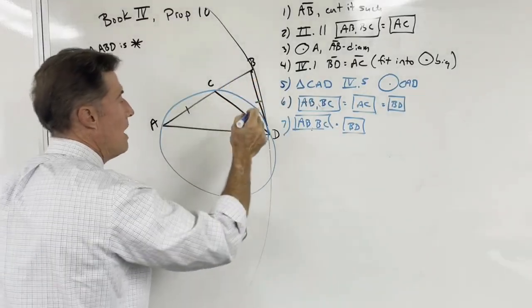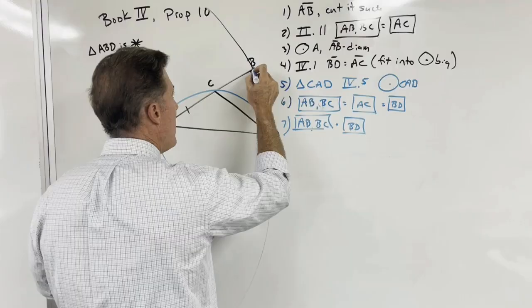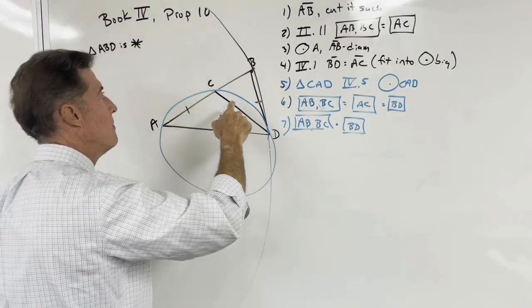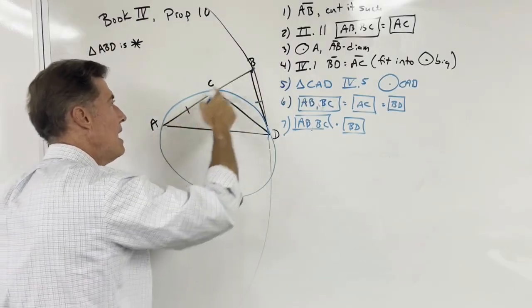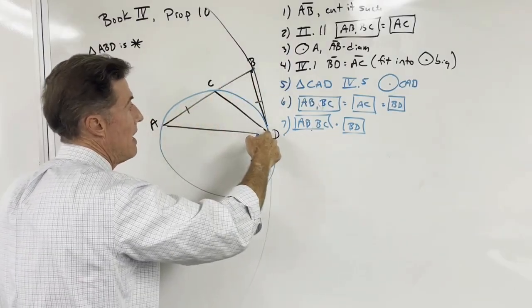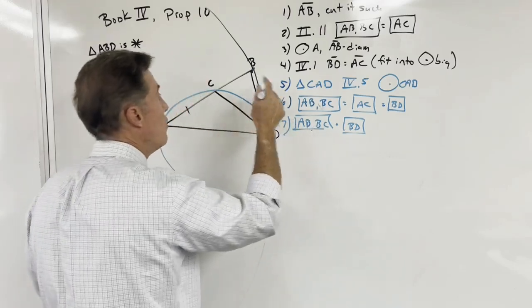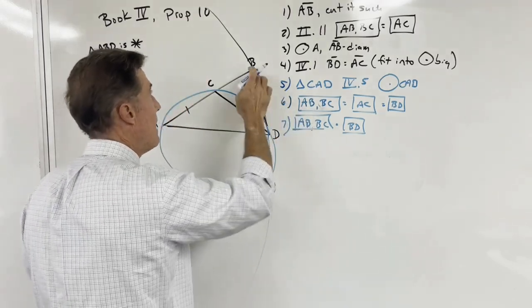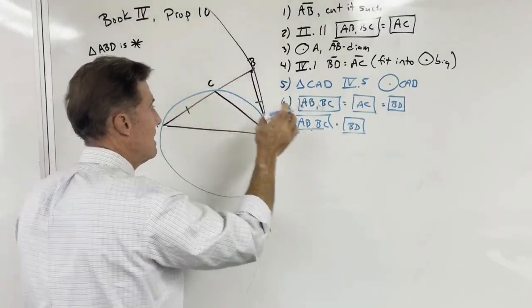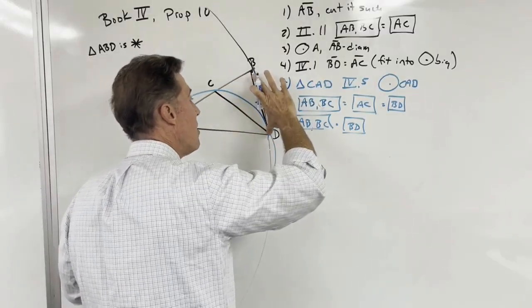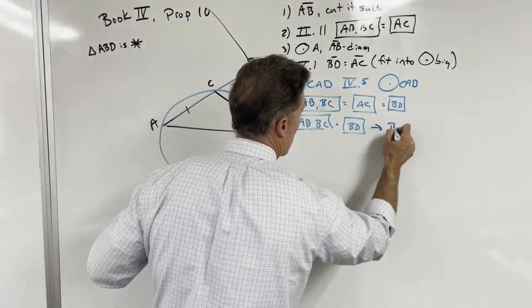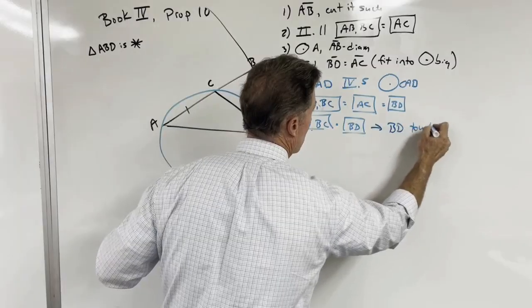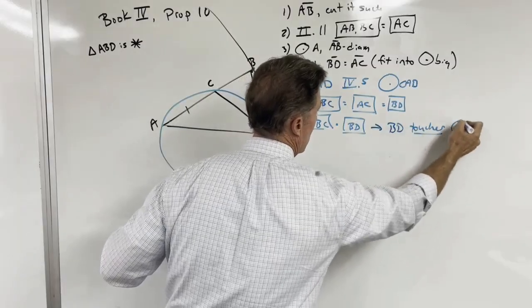Why does that matter? Well, we have B as a point outside this blue circle. From this point, we have two lines falling on the circle, one cutting it and one just falling on it. And if it turns out that the rectangle contained by the whole plus this piece outside is equal to the square on the one that falls, then BD touches the circle. It's tangent.